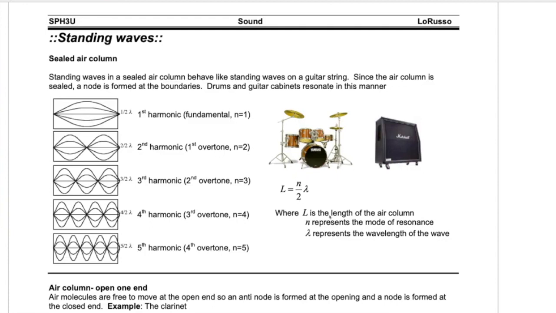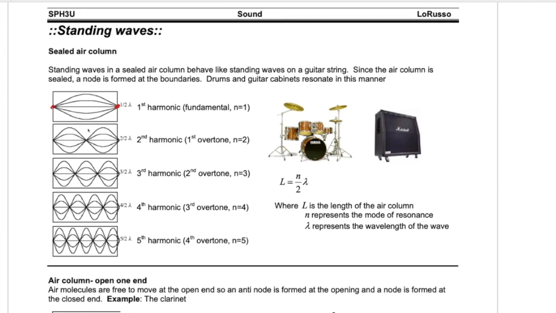So just like we talked about with the string, we have the different types of standing waves. So for example, let's talk about a sealed air column. Well, a sealed air column behaves just like a string fixed at both ends. So with a sealed air column, you get both odd and even harmonics. So we get the first, second, third, fourth, fifth, etc.